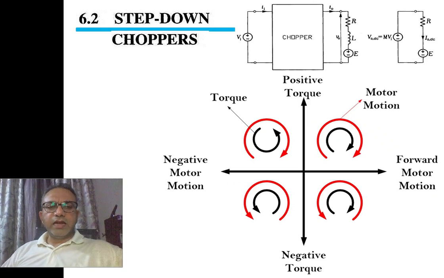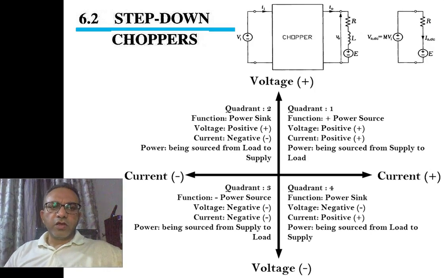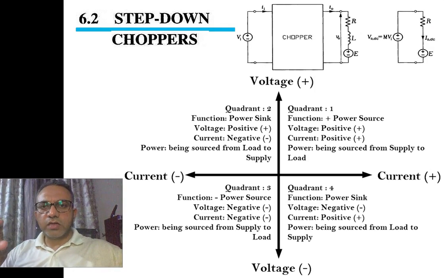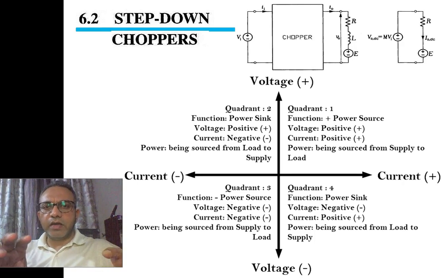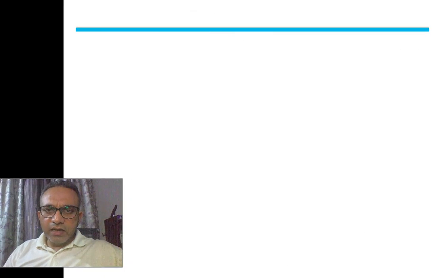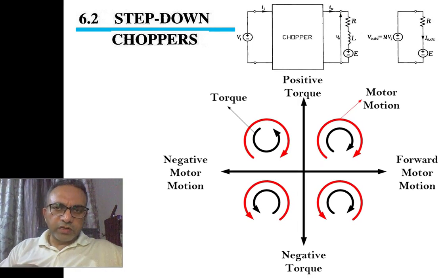Okay, in our next slide, what we will do is combine the properties of motion and torque with our properties of voltage and current. That is, we will combine these mechanical properties with the voltage and current properties, so as to understand how the chopper and the motor will interact for all four quadrants. So now we are going to combine the voltage and current characteristics and the motion and torque characteristics for our DC motor application.